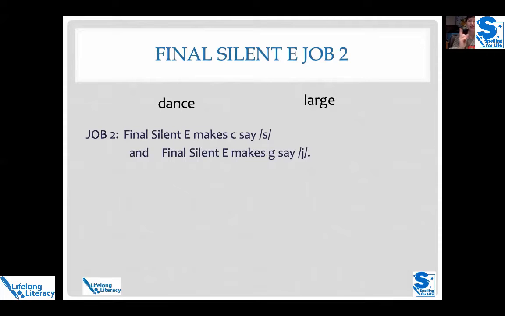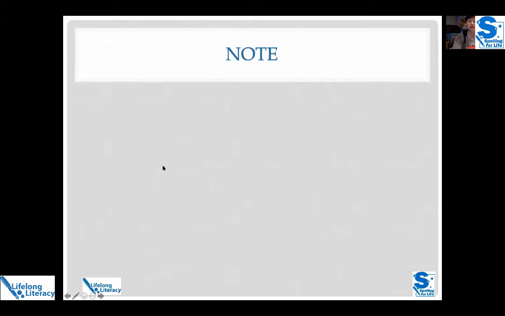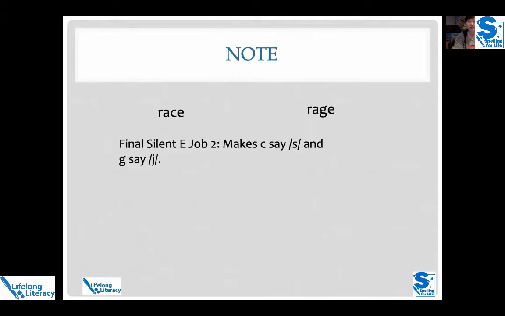My apologies. Just to recap, final silent E, job two, makes C say S and G say J at the end of words. If I took away those final silent E's, those letters would revert to K and G. Easy peasy. Something else you should know. Final silent E can actually create two signals at once. It can make C say S, like in the word race, and G say J, like in the word rage.